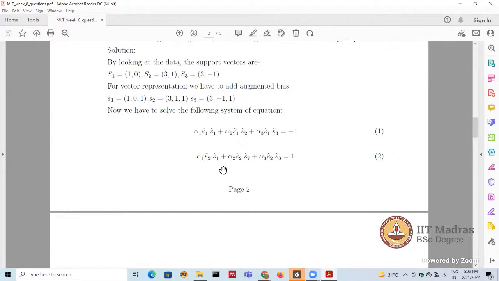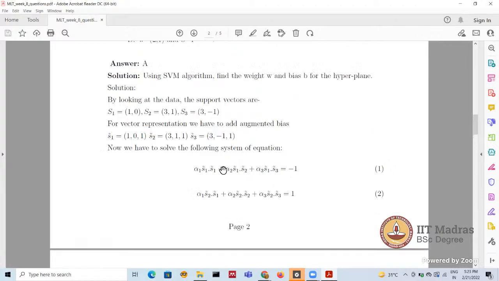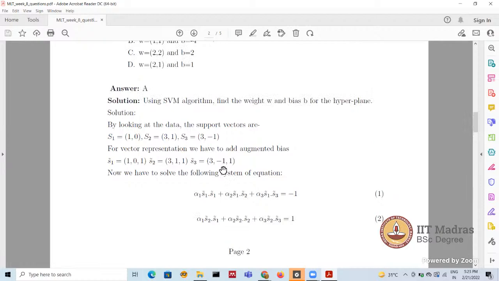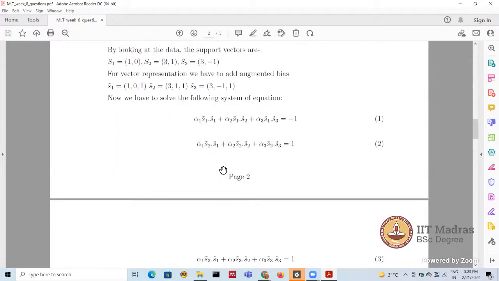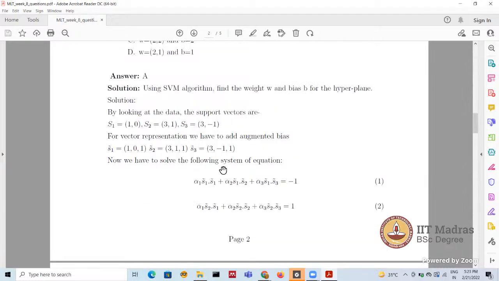Yeah, I will see this. You are uploading this document, right? Yes, these are your solutions. So always we have to go by the diagram to get the support vectors if they are not given.